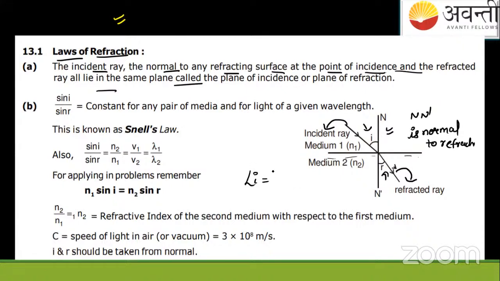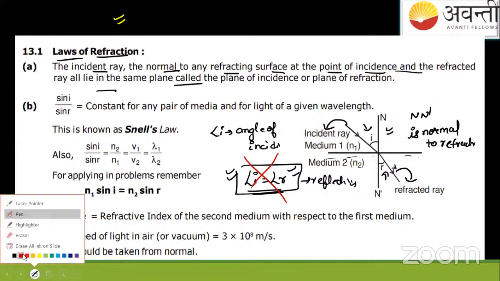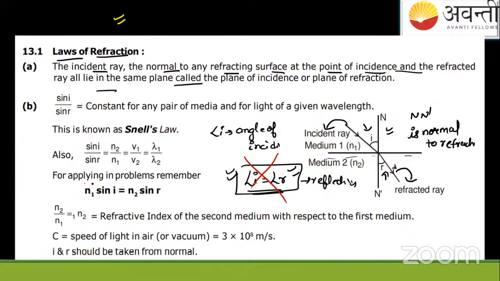This is angle I and this is angle R. I means the angle of incidence, R is the angle of refraction. See, the law that angle of incidence equals angle of refraction was followed in reflection, not in refraction. Remember, if you put this law here, it will be a big no. Here we are equating these angles in a certain kind of formula relationship.